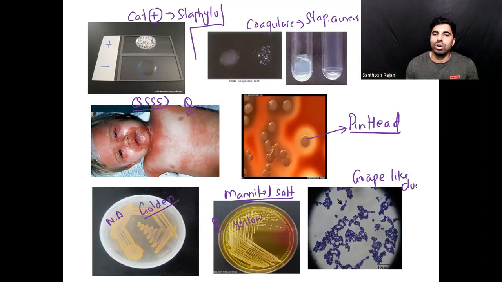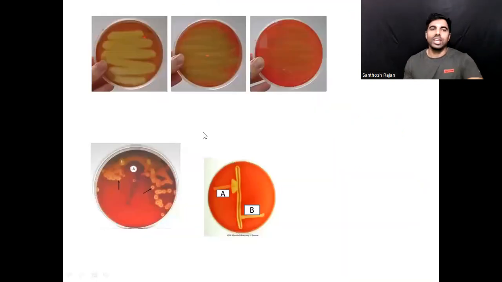Grape-like cluster. So these are all your classic Staphylococcus aureus pictures. If any of these pictures come, you're not going to miss it. Okay. Now, next one.